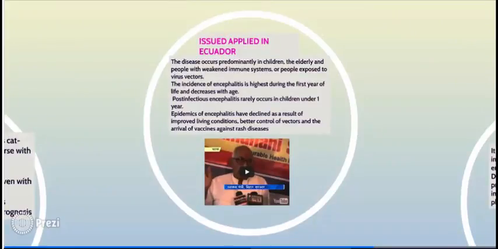The disease occurs predominantly in children, the elderly, and people with weakened immune systems, or people exposed to virus vectors. The incidence of encephalitis is highest during the first years of life and decreases with age. Post-infectious encephalitis rarely occurs in children under 1 year. Epidemics of encephalitis have declined as a result of improved living conditions, better control of vectors, and the arrival of a vaccine against rabies.